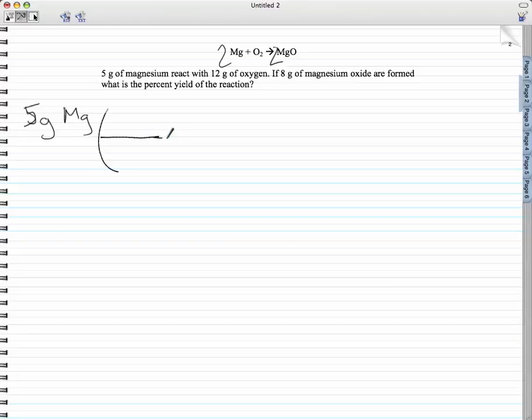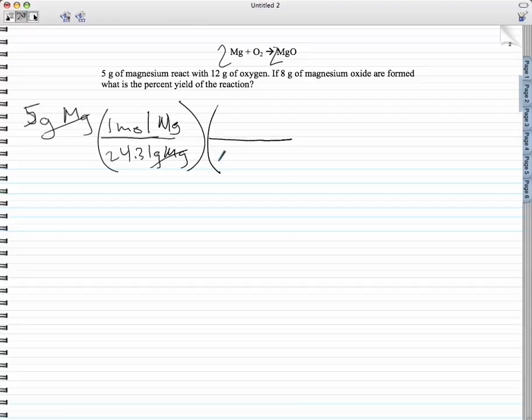So we need to convert this to moles, where 1 mole of magnesium weighs 24.31 grams. Okay, and so we do that, the grams of magnesium cancels out, and this would tell us how many moles of magnesium we have. Well, to figure out how many moles of oxygen we have, we need to look at that balanced equation in our ratios. For every 2 moles of magnesium, we can get 1 mole of oxygen. We only need half as much oxygen as we do magnesium to get this to work.